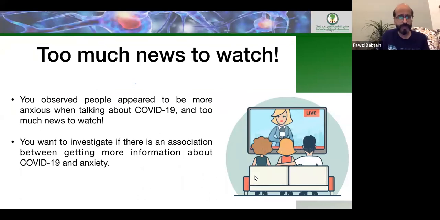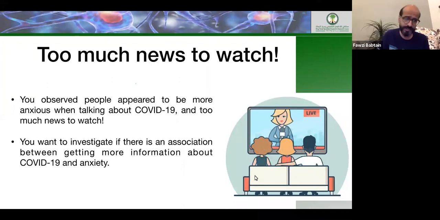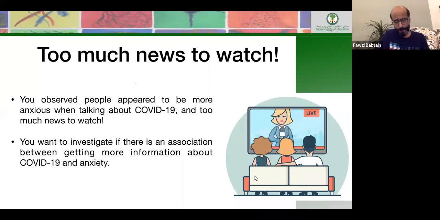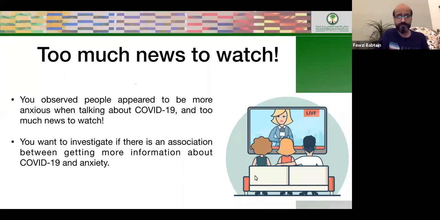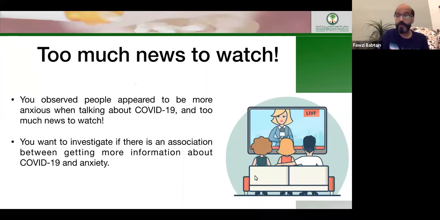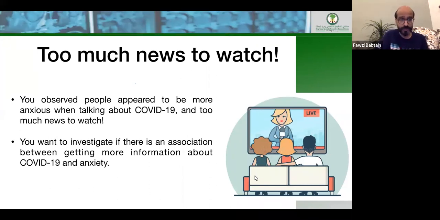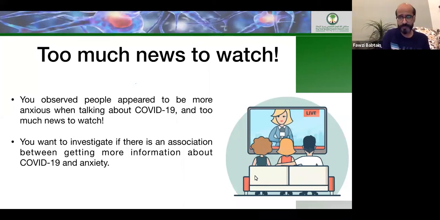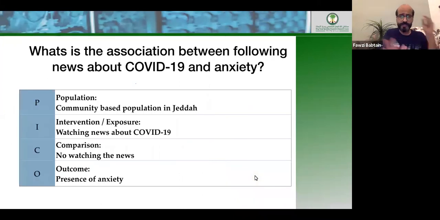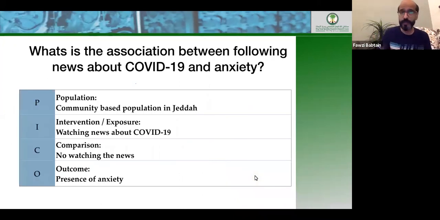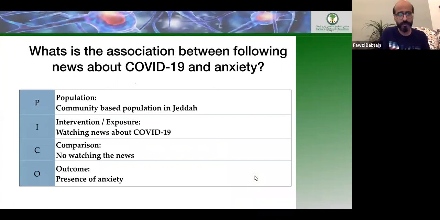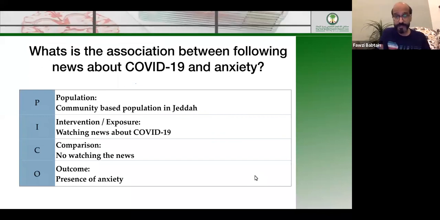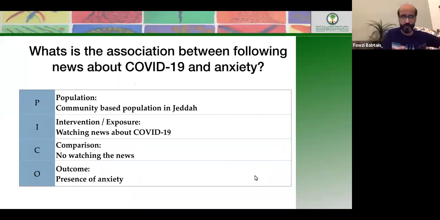It's another example. You observe people appear to be more anxious when we talk about coronavirus, and there is too much news. A good question is: is there an association between more information, more knowledge of coronavirus, COVID-19, and anxiety? You don't need Google Sheets to look at this; you have better ways. So my research question is: what is the association between following news, or being more knowledgeable about COVID-19, and anxiety? The population is a community-based study in Jeddah, in Al Hafuf, in whatever city you want to pick.